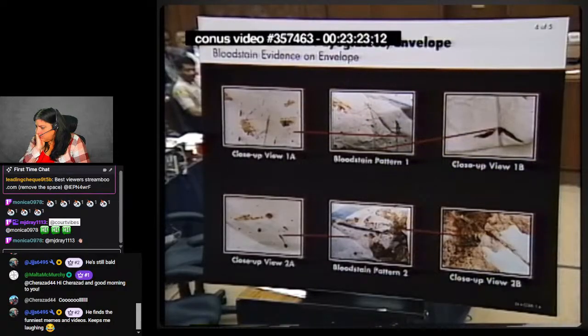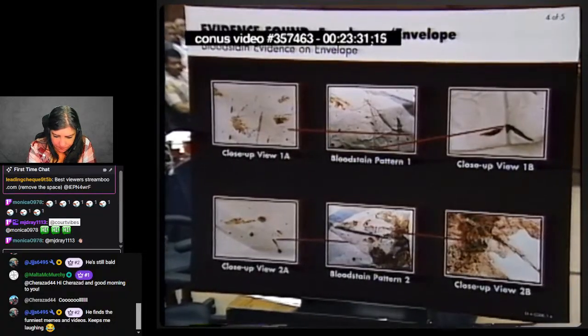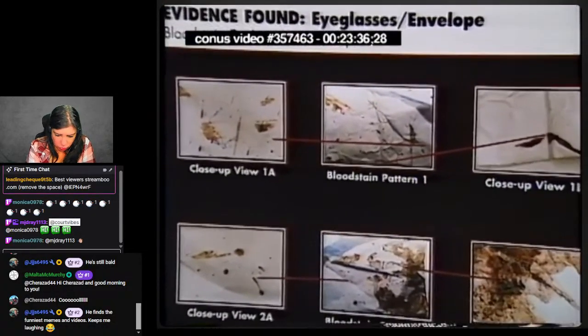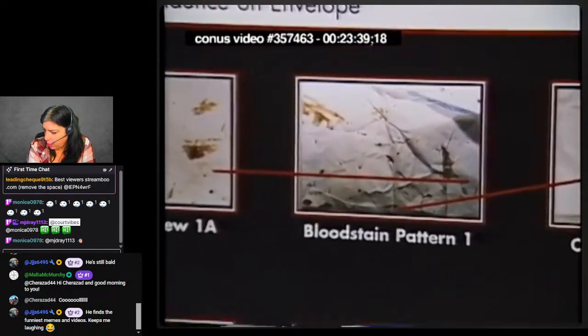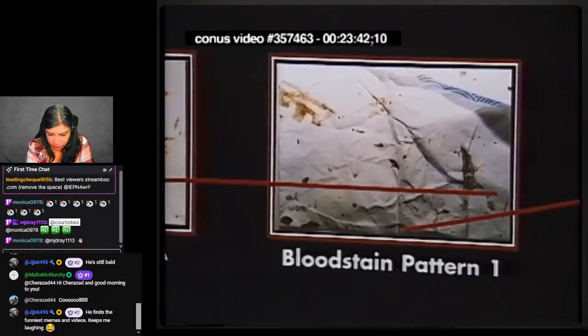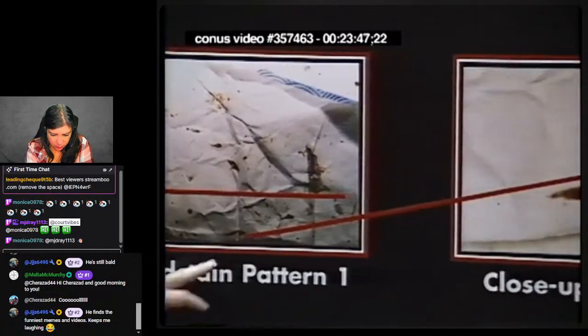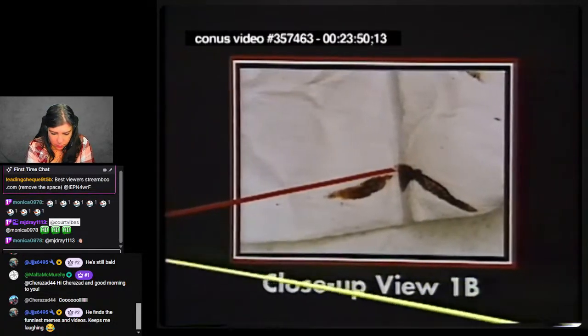Your Honor, just for the record, when he was pointing on the evidence found Douglas envelope exhibit, the photograph on the top center, bloodstain pattern 1, approximately bisecting the photograph in what appears to be a fold. Thank you. In fact, I would add to that description that the fold begins at the bottom of the picture. No, counsel, the photograph speaks for itself.